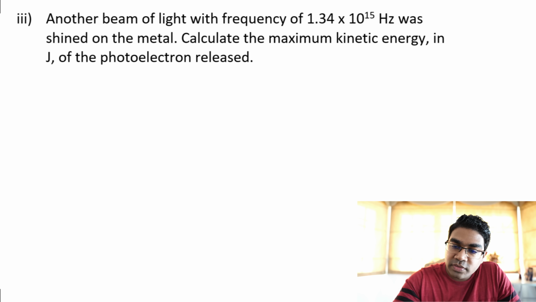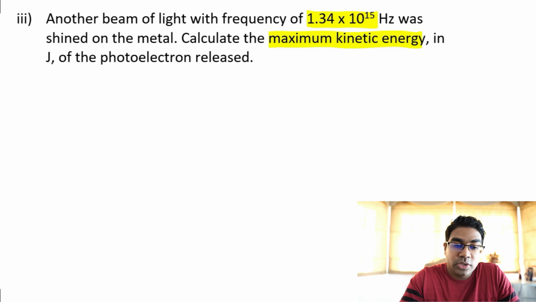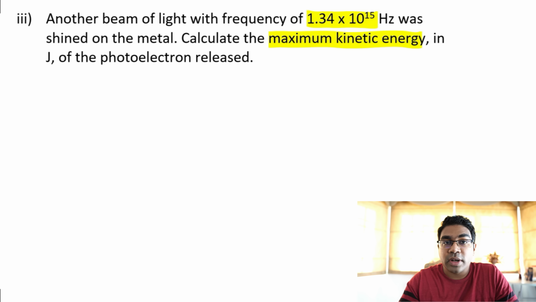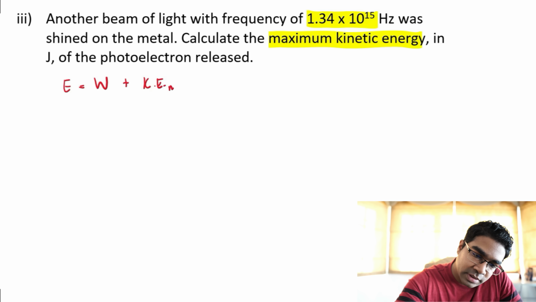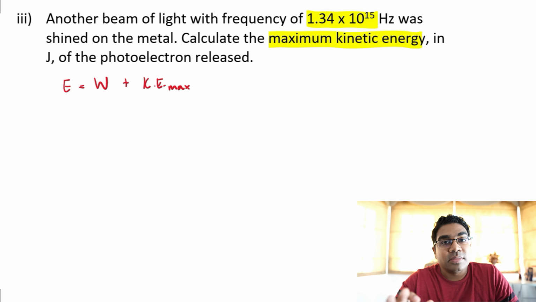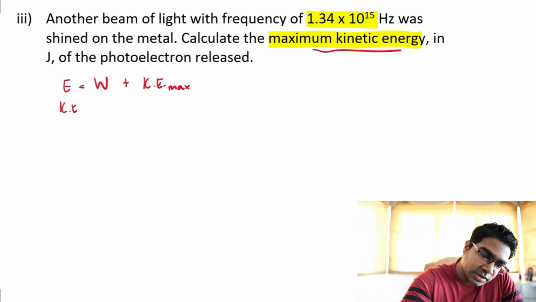Another beam of light with frequency 1.34 times 10 to the power of 15 Hz was shined on the metal. Calculate the maximum kinetic energy in joules of the photoelectrons released. Now, in this case, whenever we have maximum kinetic energy of electron during the photoelectric effect, then we use the photoelectric equation, which is E is equals to W, work function, plus maximum kinetic energy. This is the formula used when you see maximum kinetic energy of photoelectron. And so we rearrange this because we want the kinetic energy. We make this the subject of the equation.